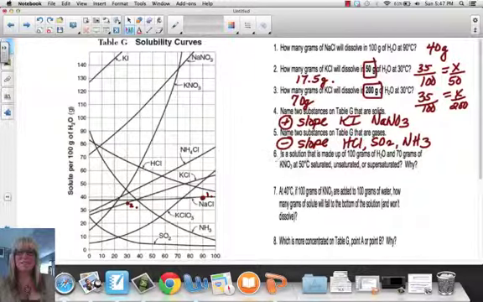Is a solution that is made up of 100 grams of water and 70 grams of KNO3 at 50 degrees saturated, supersaturated, or unsaturated? So let's go to 50 degrees and 70 grams, and let's put a dot. There it is, 50 degrees, 70 grams. This is number 6. Now, where is that in relation to KNO3? Here's my KNO3. It's under the line, therefore it's unsaturated. And you can just write under the curve.